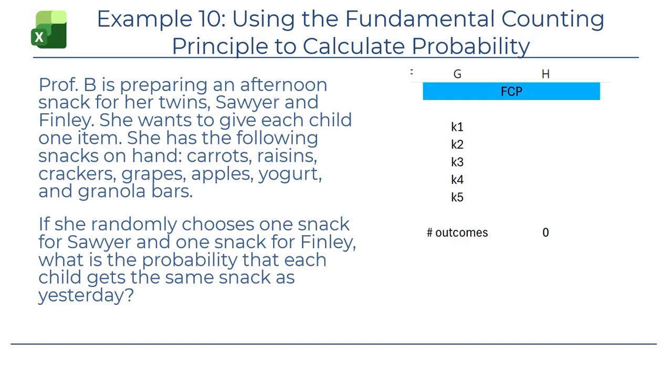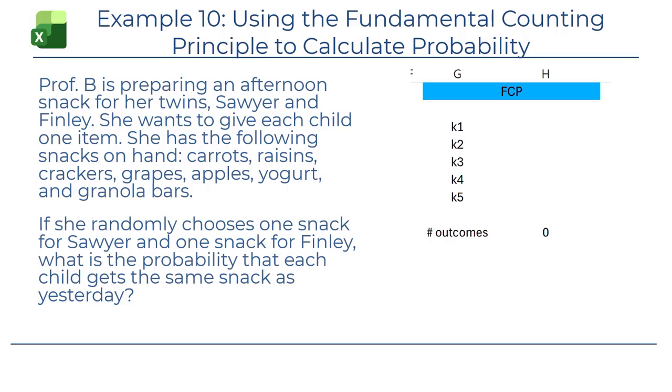For our final example, we're asked to use the fundamental counting principle to calculate a probability. So remember, the fundamental counting principle will only tell us how many outcomes there are. So let's find the number of outcomes and then discuss the probability. So Professor B, that's me, is preparing an afternoon snack for her twins, Sawyer and Finley. She wants to give each child one item. She has the following snacks on hand: carrots, raisins, crackers, grapes, apples, yogurt, and granola bars. If she randomly chooses one snack for Sawyer and one snack for Finley, what is the probability that each child gets the same snack as yesterday?